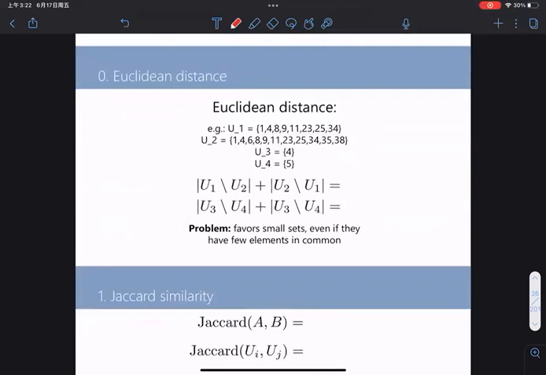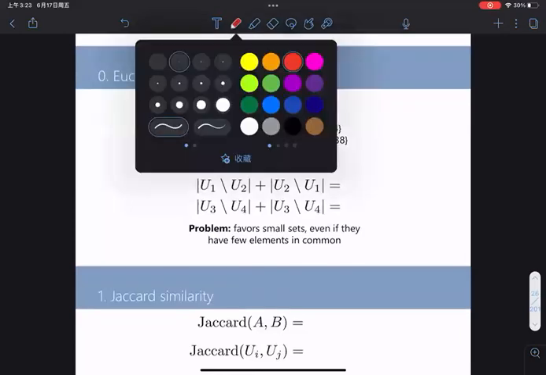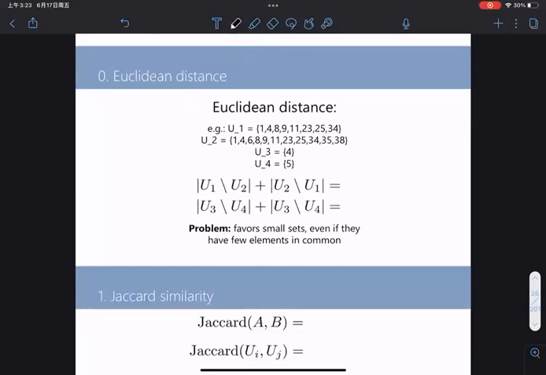Here is an example. There are 4 sets in total: U1, U2, U3, U4. This one is the users who bought item 1 but not item 2, plus the users who bought item 2 but not item 1. So the first one will be 0 because all of the elements in U1 are also in U2. And the second part, we have 138, 135, and 16. There are 3 elements in total. So the final result will be 3.